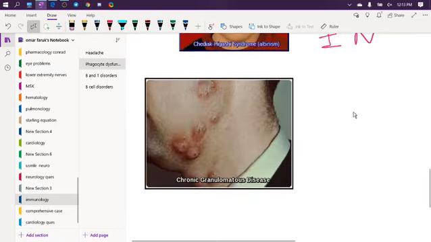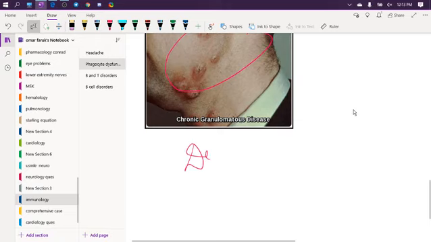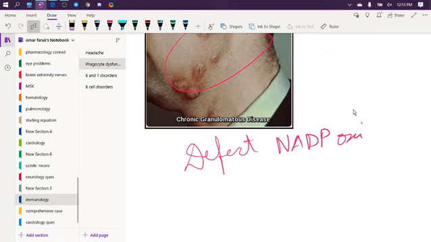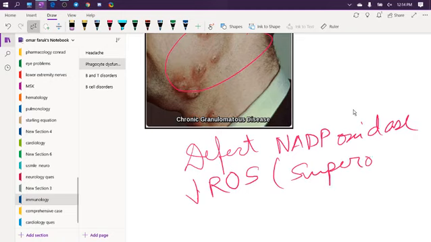And the last disease, this is the picture of chronic granulomatous disease. In CGD, chronic granulomatous disease, there is a defect in NADPH oxidase. So there is decreased reactive oxygen species, that means superoxide, and decreased respiratory burst in neutrophils. The previous one is autosomal recessive, but this one is X-linked.